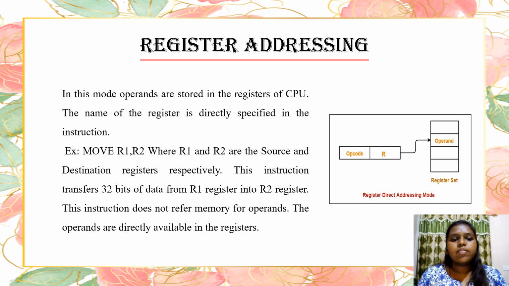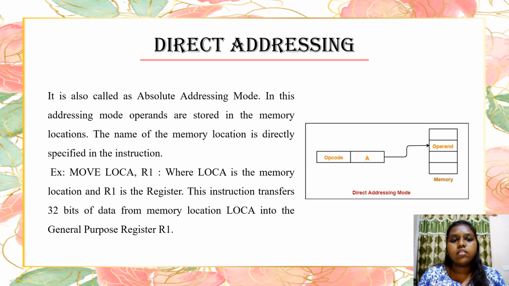Register addressing. In this mode, operands are stored in the registers of CPU. The name of the register is directly specified in the instruction. Example, move R1, R2, where R1 and R2 are the source and destination registers respectively. This instruction transfers 32 bits of data from R1 register into R2 register. This instruction does not refer memory for operands. The operands are directly available in the registers.